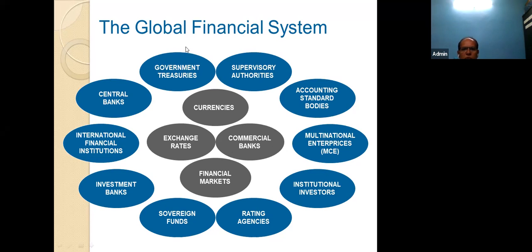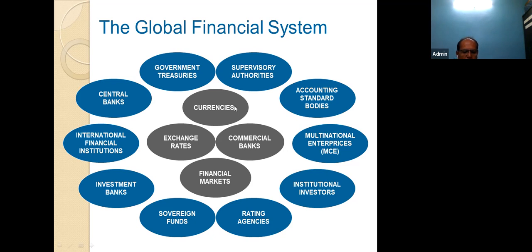So this was about the global financial system. Yesterday we started this point, and because of some power failure there was some interruption. So I thought, why not give some time again to clear this concept, the global financial system. If you are asked in the examination, please do remember this particular slide and explain accordingly.